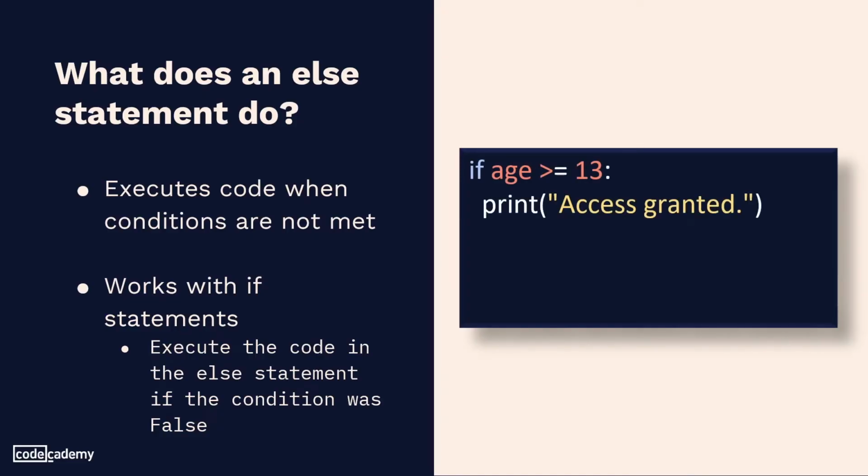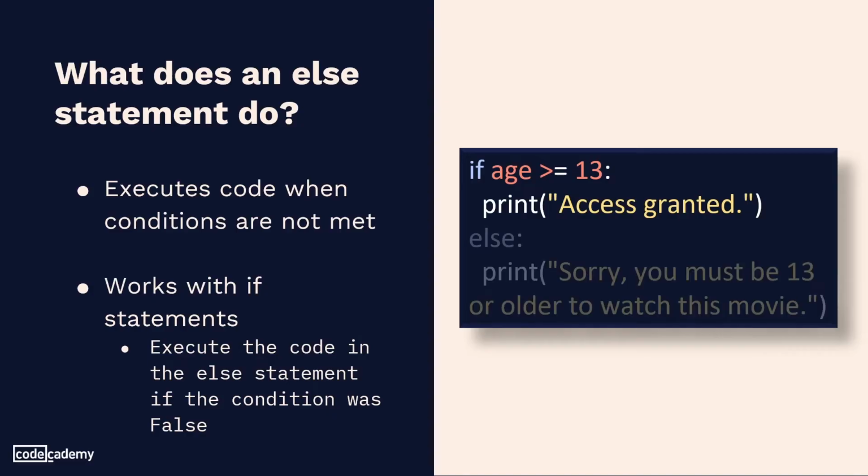We have, if age is greater than or equal to 13, then print access granted. But what if the age is less than 13? To handle this case, we can use an else statement which executes different code if the if statement's condition was not met. Using this else statement, if our age is under 13, we will get a message saying, sorry, you must be 13 or older to watch this movie.